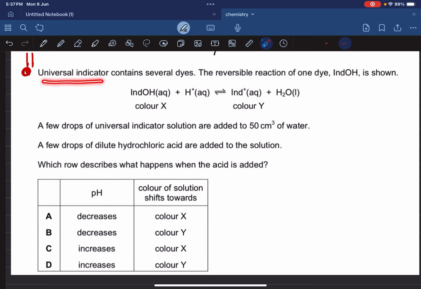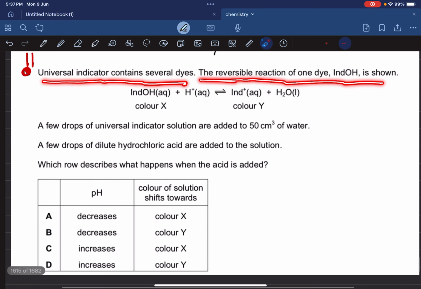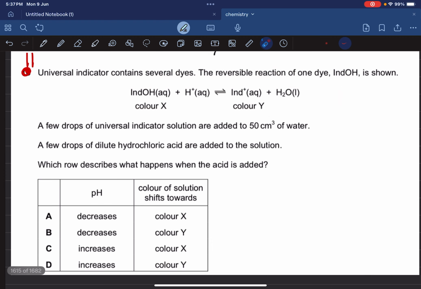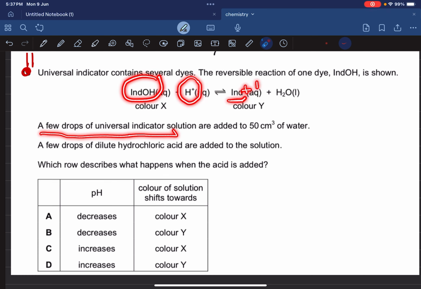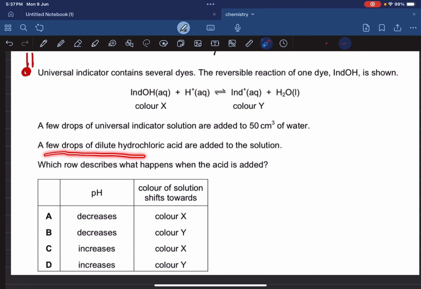Universal indicator contains several dyes. The reversible reaction of one dye, INDOH, is shown. This is the universal indicator solution. You're adding H plus ions to it, and you're forming IND minus and H2O. A few drops of universal indicator solution are added to 50 cm cube of water. A few drops of dilute hydrochloric acid are added to the solution. Which row describes what happens when the acid is added?